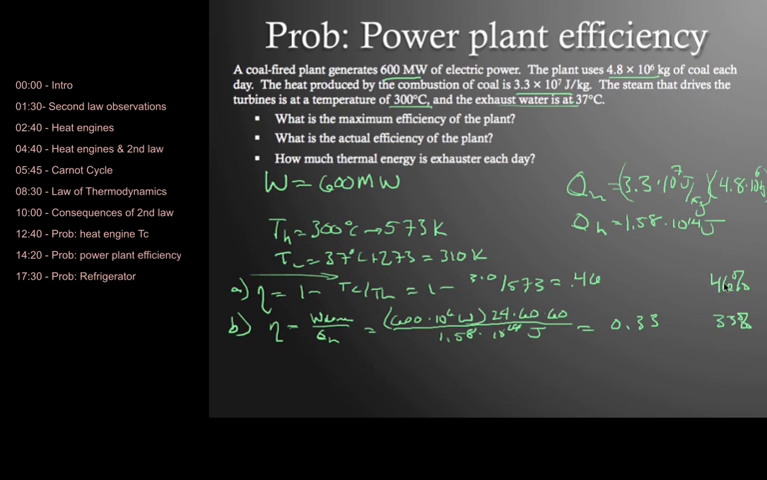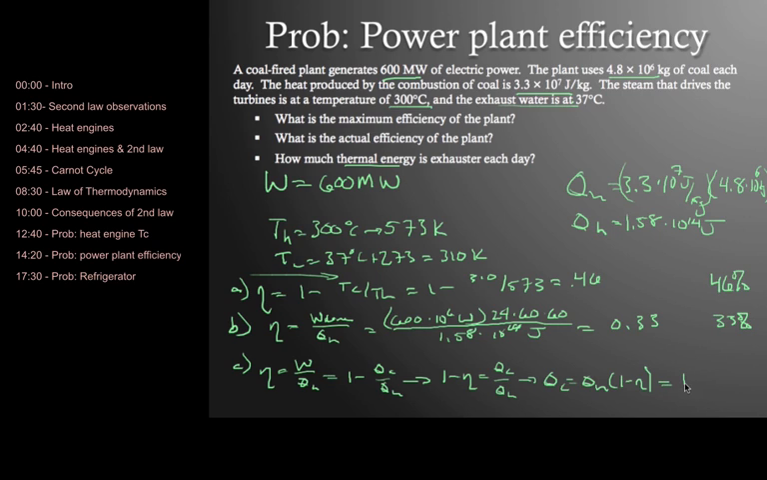So we're always going to be less than this Carnot efficiency. So what is the thermal energy that we exhaust each day? We can take this efficiency, which is equal to the work over QH, which is equal to 1 minus QC over QH, and then rearrange this to be 1 minus eta equals QC over QH, and then solve for QC. So this is going to be QH times (1 minus eta).